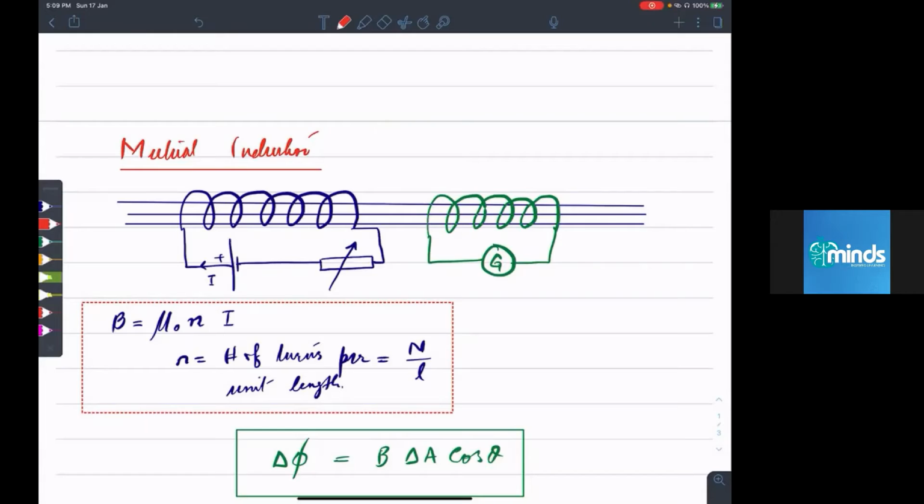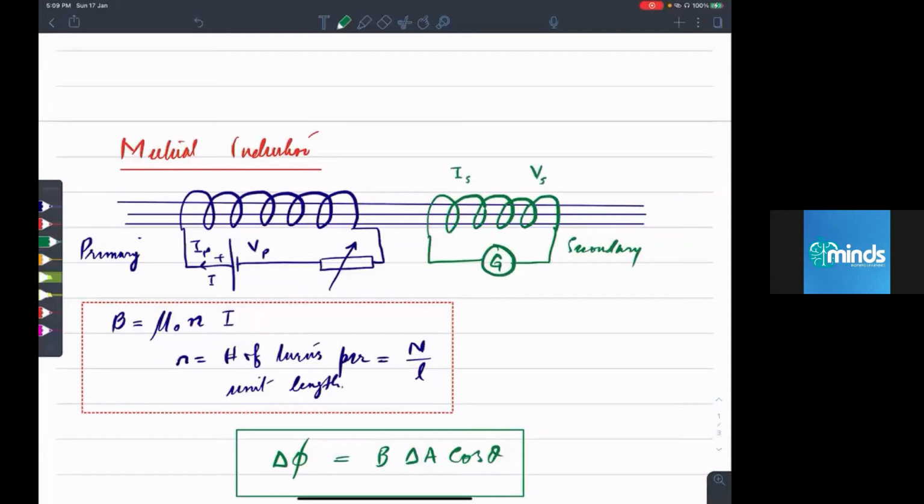One coil, the blue one, is known as primary, and the green one is known as secondary. The voltage which we are providing in primary is Vp, the current is Ip. All the parameters related to primary, we will be using subscript P. The induced current generated will be Is, and the induced EMF generated is Vs.